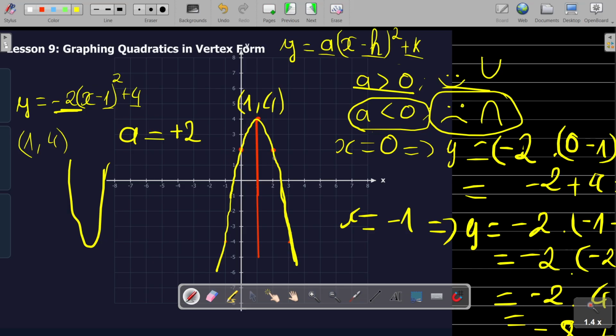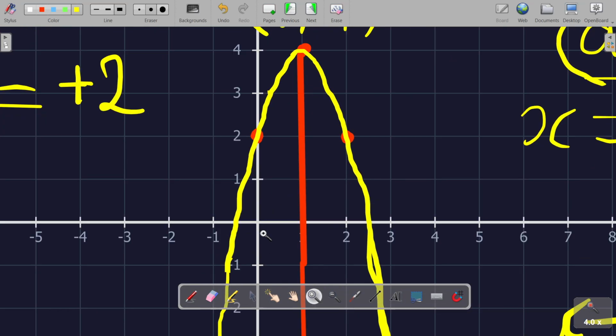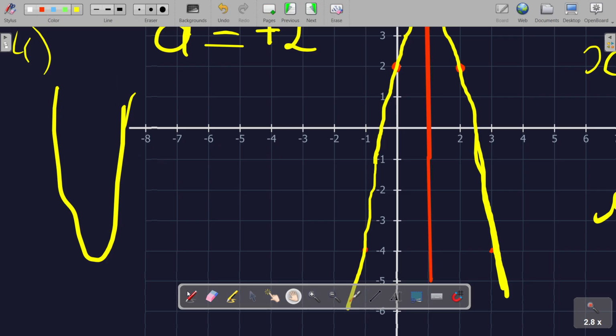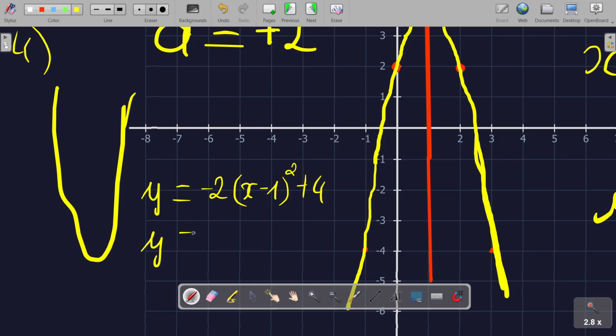I do want to go through just a little bit. When the curve crosses the x-axis, these are the same roots as if we solved something like this. This is going to be a very hard thing, so I need you to focus a little bit more. If we solve something like minus 2 times (x minus 1) squared plus 4 equals 0, then we need to find the values of x that make y equal to 0.